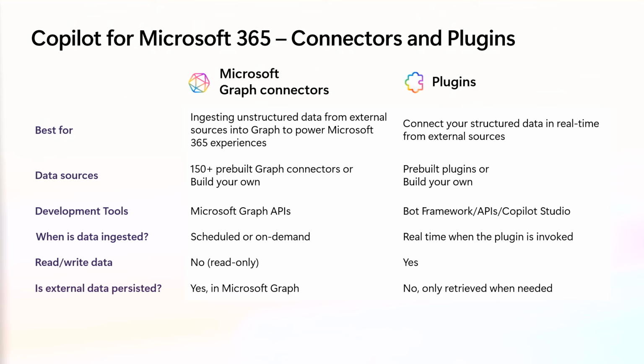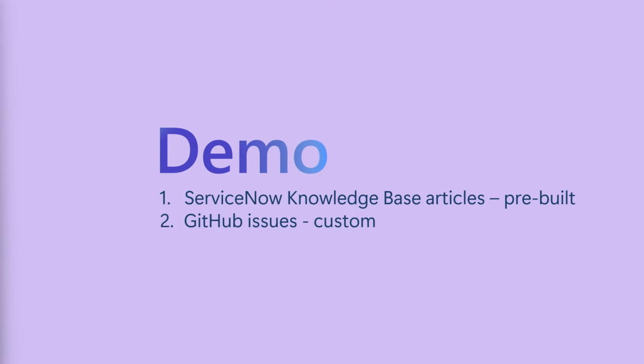Compare that with plugins. We actually do have actionability with that. So you can wire up APIs that say, go update this database entry, or go update this third-party SaaS service with this new information based on what the user is pushing in through the prompt. So those are some key differences between our Graph Connectors and our plugins. And now we're going to flip over, and Gladys is going to walk us through a couple of different demos.